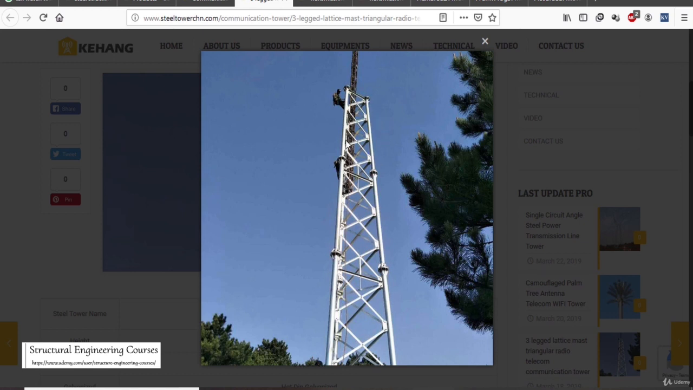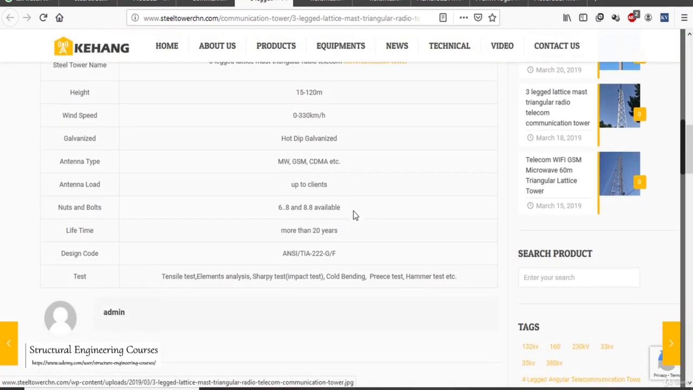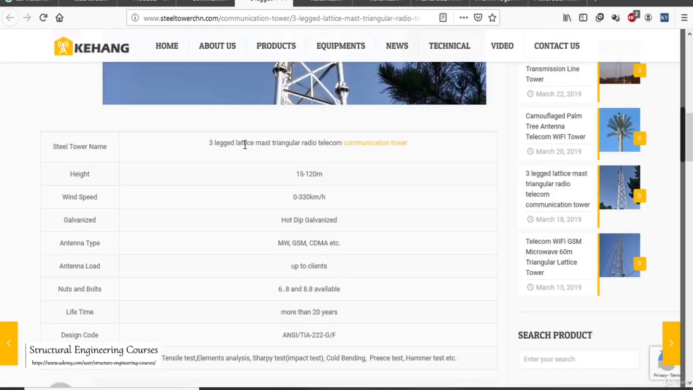And there's this lattice formation that has been formed here. Usually these towers are of a somewhat lower height as compared to the conventional communication tower. So that is why it is named as three-legged lattice mast triangular radio telecom communication tower.